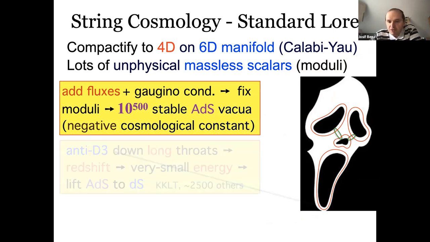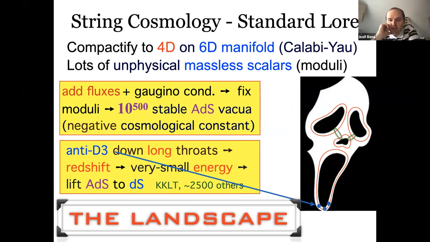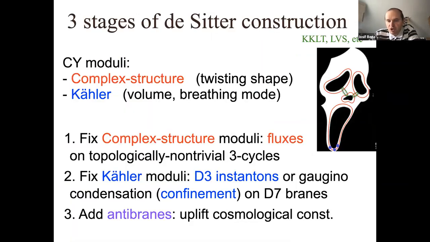Then you put in anti-D3 branes, and you need to put them down in regions with a huge warp factor, because otherwise they bring up too much energy, which would be problematic. These anti-D3 branes lift up the energy, and you lift the anti-de Sitter vacuum to de Sitter. So this is the schematic story of how to get a string theory compactification to de Sitter, and basically the way to get the landscape. There are three stages in this construction. The first stage is to fix the complex structure moduli, which are the shapes of the Calabi-Yau.